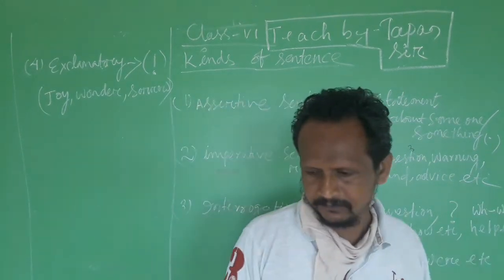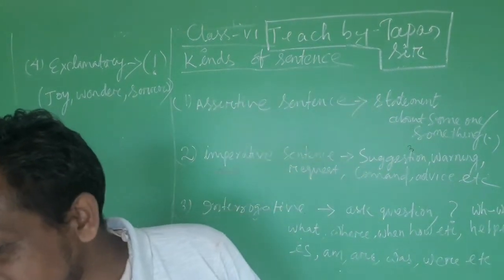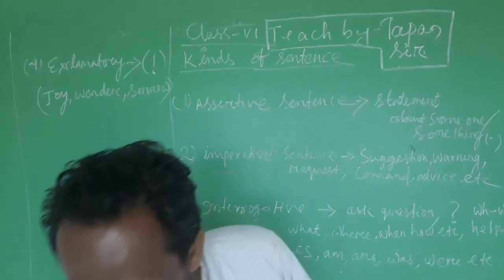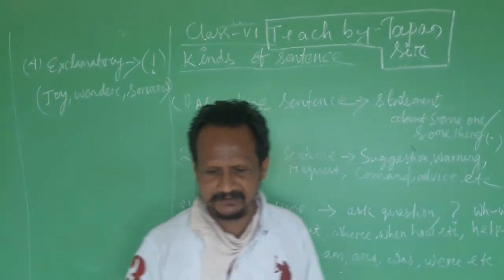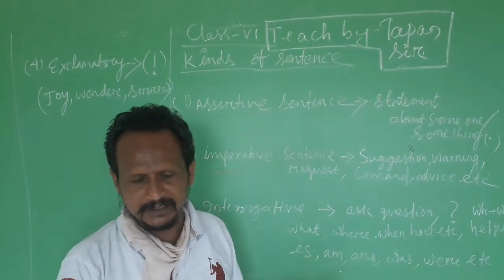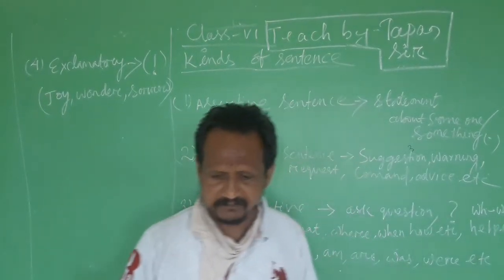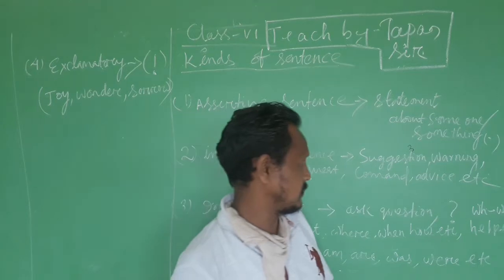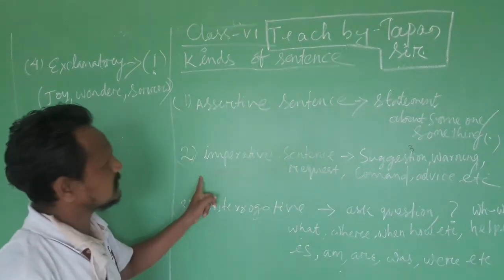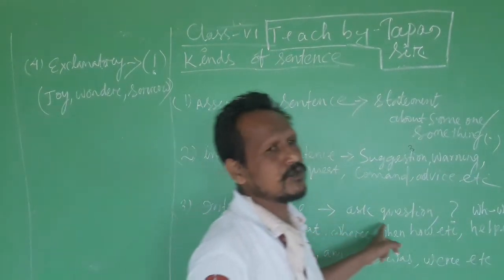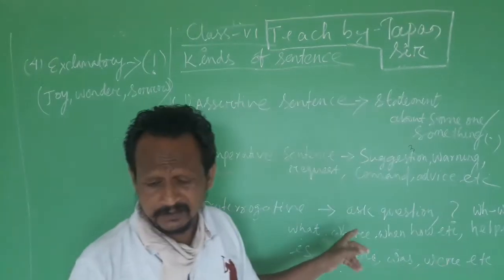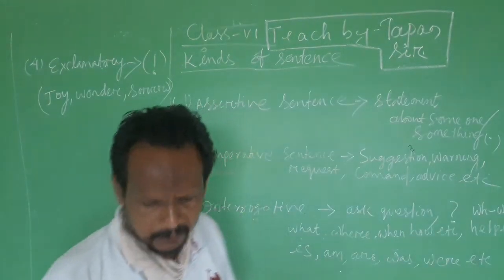The helping verb. Okay. Look at some examples for better understanding in your book. Who has broken the glass? It starts with a WH word and ends with a question mark. Okay, this is the interrogative sentence. In other words, interrogative sentence always asks a question. Always asks a question. Clear?